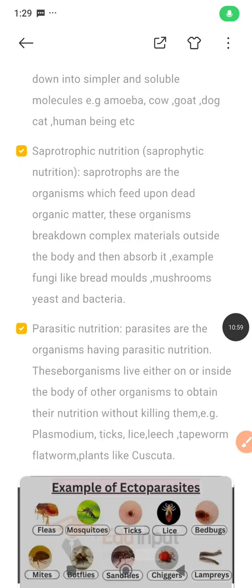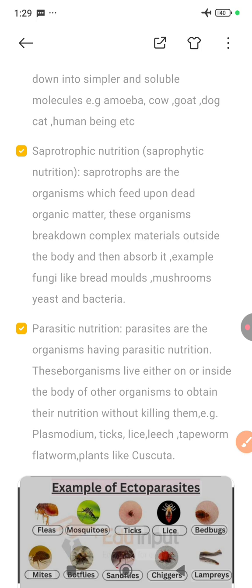Then saprotrophic nutrition or saprophytic nutrition. Saprotrophs are the organisms which show the saprotrophic mode of nutrition. Who are saprotrophs? Saprotrophs are the organisms which feed upon dead and decaying matter. They also stay on the body of dead and decaying matter, and they consume their body parts. They break down the complex material outside the body and then absorb it.